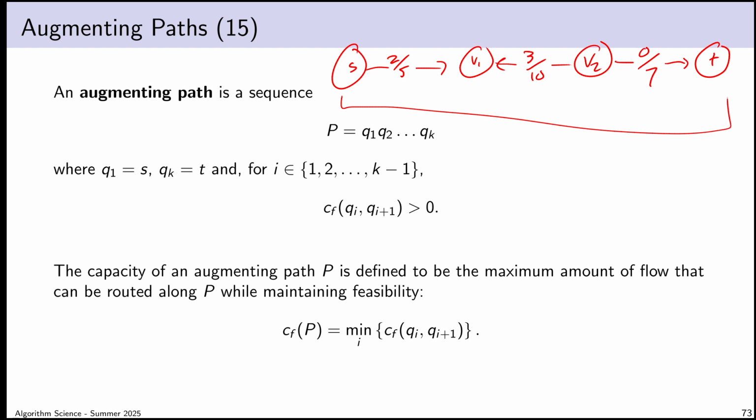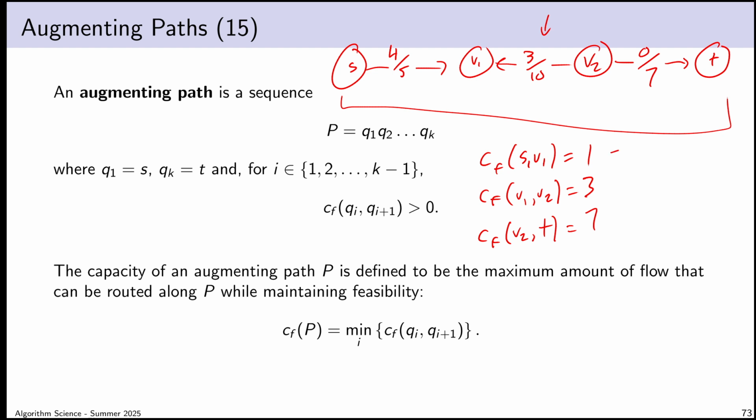And actually, I've just realized that my example isn't great for that, so I'm going to change this to be 4 out of 5. Okay, so the residual capacity between S and V1 is 1. I can send up to 1 unit from S to V1. The residual capacity from V1 to V2, well, in this case, I could send up to 3 units backwards from V1 to V2, so the residual capacity is 3. And the residual capacity from V2 to T, in this case, is just 7, because the edge currently has no flow on it at all. So how much flow can I push along the path?